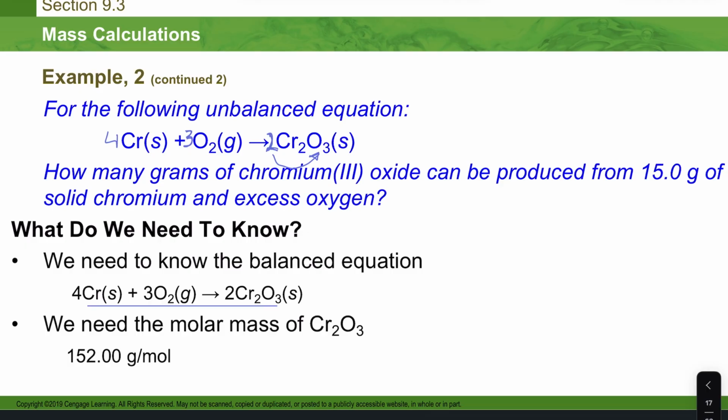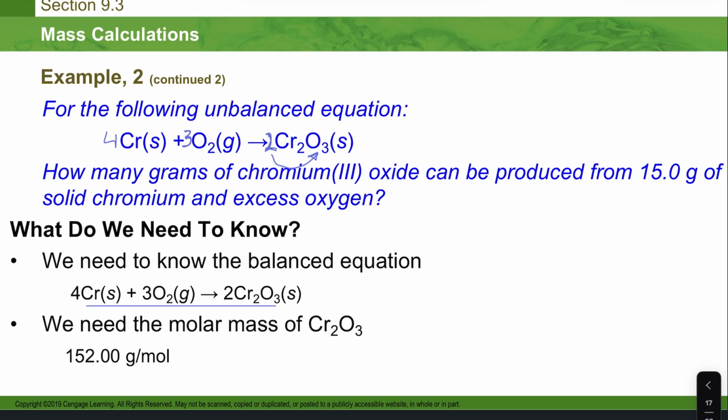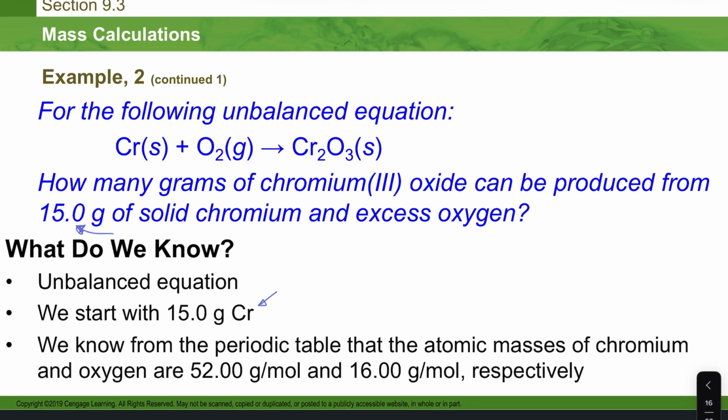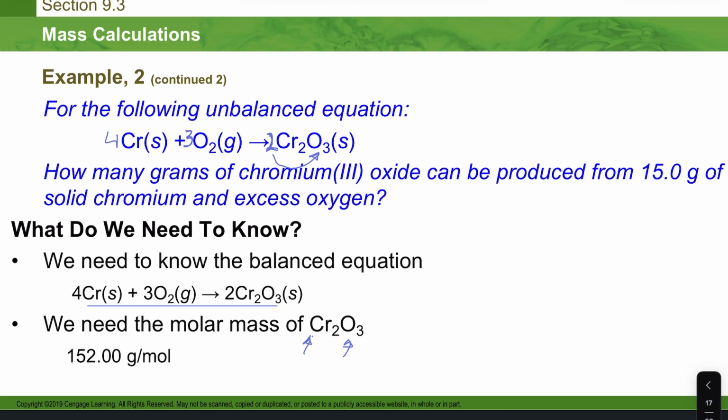4Cr plus 3O2 gives you 2Cr2O3. And the molar mass calculated of chromium oxide is going to be 2 times the molar mass of chromium plus 3 times the molar mass of oxygen. And that's going to end up being 152.00 grams per mole. Now we're going to start using grams per mole quite a bit.